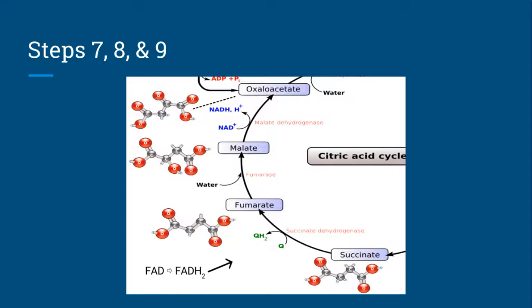Fumarate is then converted to malate, another 4-carbon molecule, by incorporating water with the use of fumarase. Malate is converted to oxaloacetate, a 4-carbon molecule, by malate dehydrogenase, and NAD plus is reduced to NADPH. And with the oxaloacetate, we're back where we started, ready for acetyl-CoA to be bound to it.